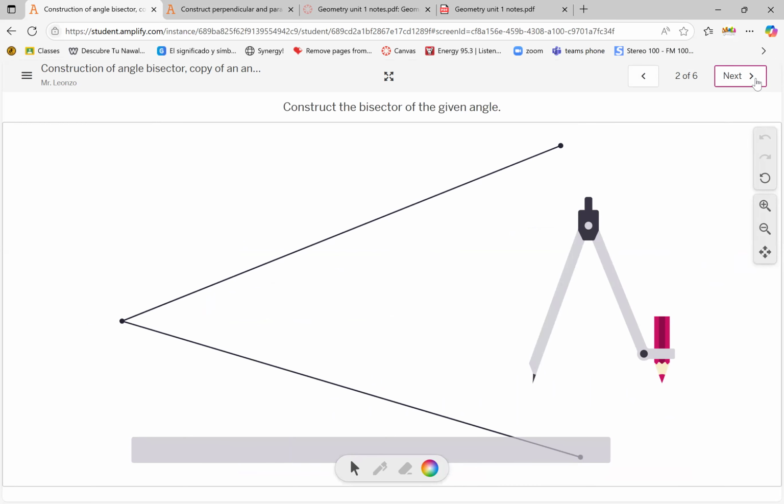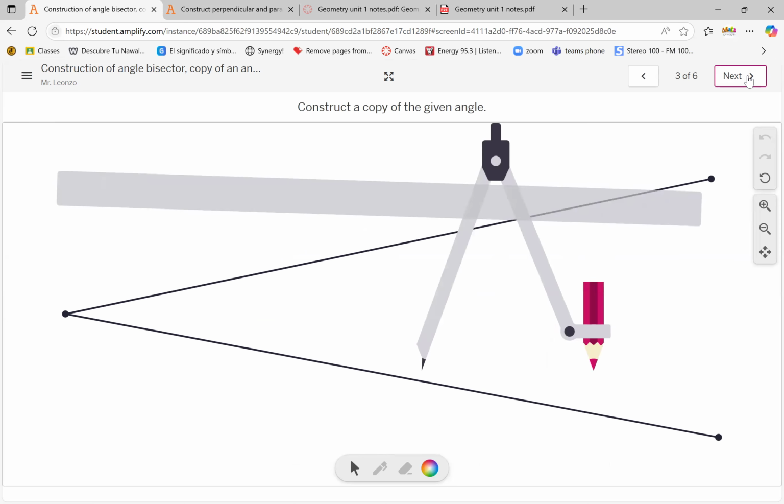So notice how here on the top I went next, and it says construct the bisector of the given angle. There you go. Do it again. You guys will have to do two examples of each construction. I'm not going to do a second example. You can pretty much follow along on the first example. Let me take a look at the next construction.